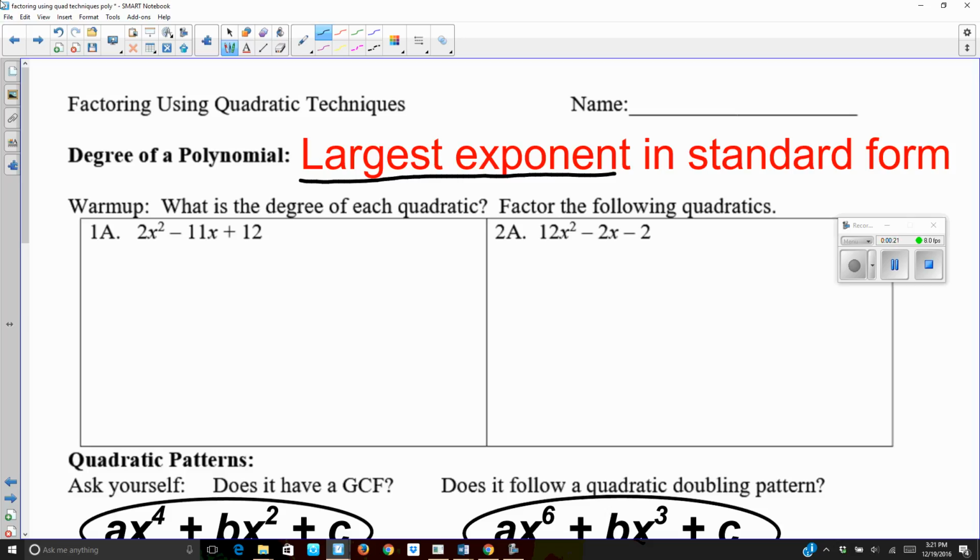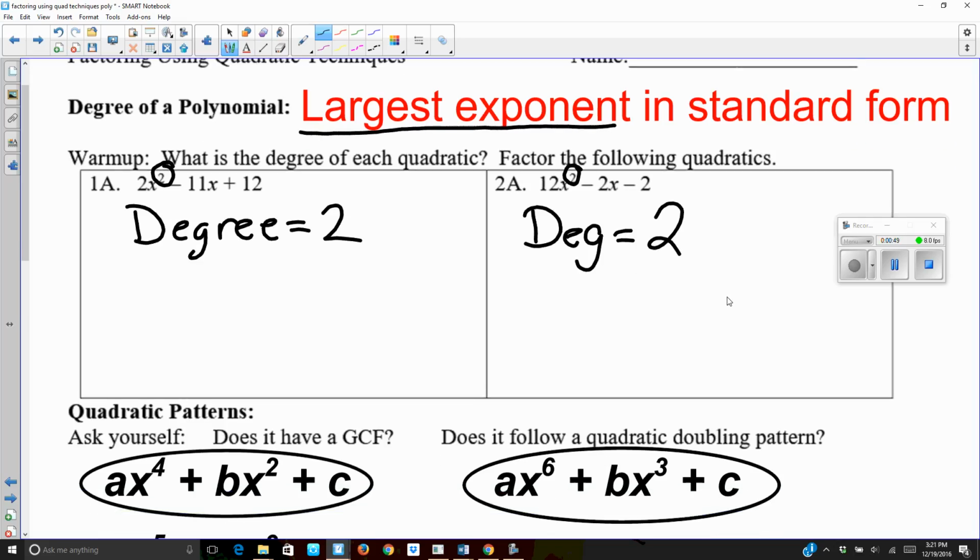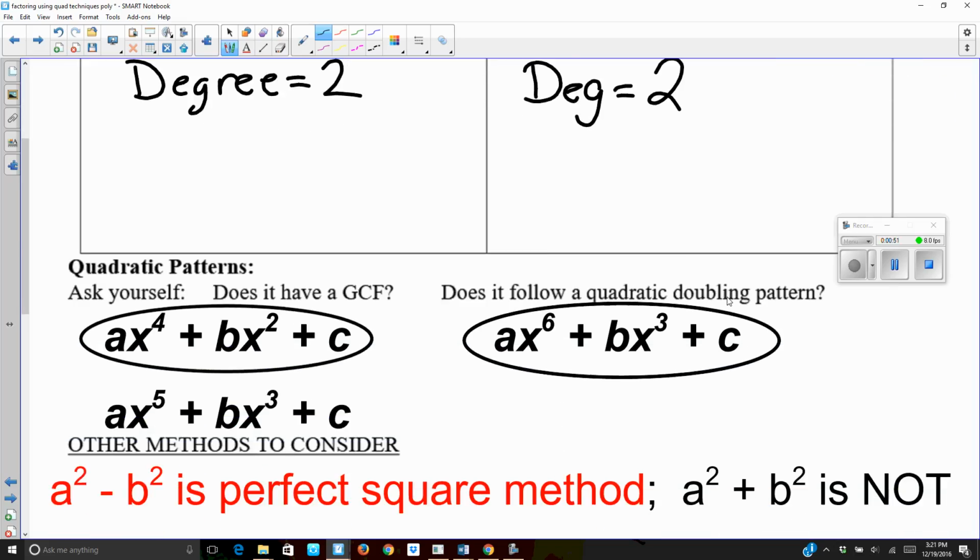So for instance, 1a and 2a ask what is the degree of each quadratic? Well, you simply look for the largest exponent. So the largest exponent for both of these problems is 2. So that means the degree equals 2 for both of these problems. The question also says factor the following quadratics. That's just old review problems. We're going to skip that for now. So we'll be factoring some more problems as we move our way down through this worksheet.